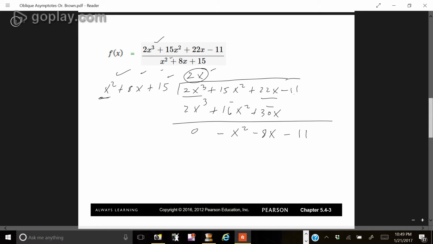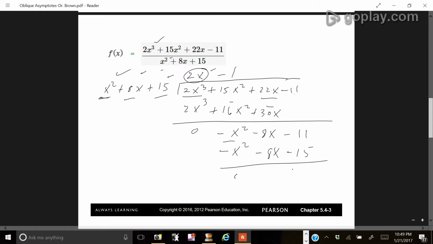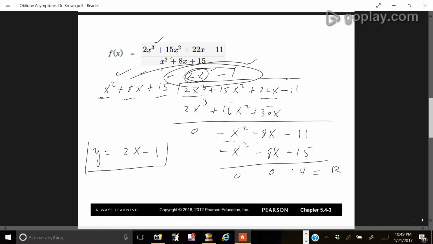And now x squared goes into minus x squared minus 1 times. Minus 1 times x squared is minus x squared. Minus 1 times 8x is minus 8x. Minus 1 times 15 is minus 15. And notice when we subtract, we get 4, which is a remainder. But what's important is the long division, which gives us y equals 2x minus 1 as the oblique asymptote.